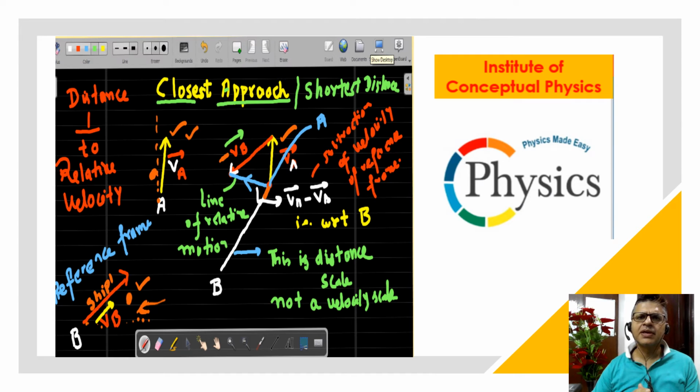So B is the observer observing the body A, and the aim is to find the shortest distance between the two bodies A and B. Look at the diagram very carefully.